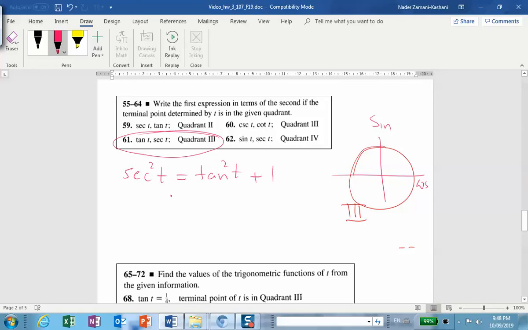So out of this, we have tangent squared t equal to secant squared t minus 1. Because look, it says write tangent in terms of secant. So I have to solve for tangent squared here and then take the square root. Tangent of t is equal to plus or minus the square root of secant squared t minus 1.